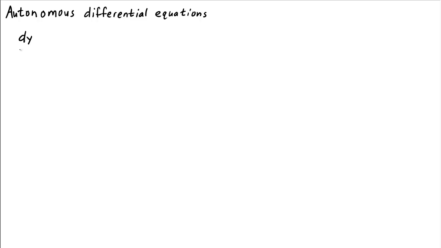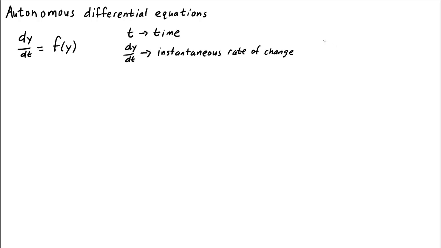An autonomous differential equation is an equation of the form dy dt equals f of y for some function f. Let's think of t as indicating time, then dy dt is the instantaneous rate of change of y as a function of t. This equation says that the rate of change dy dt is given by some rule. The rule says that if the current value is y, then the rate of change is f of y.